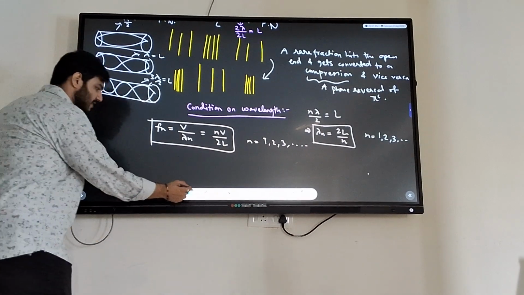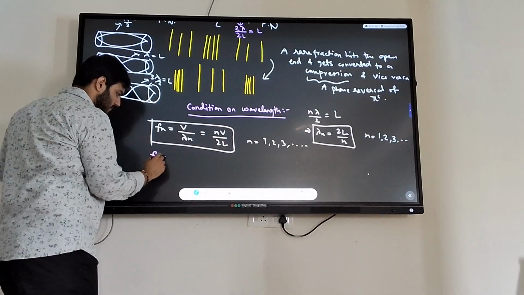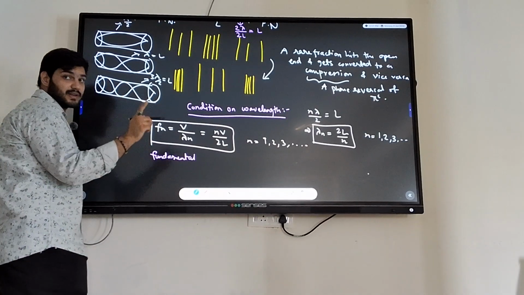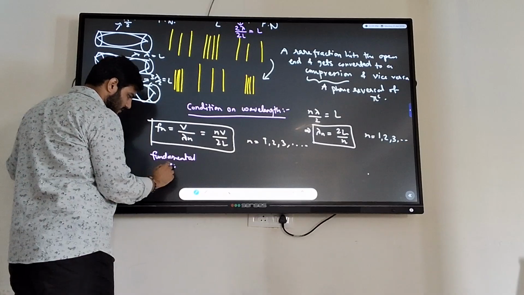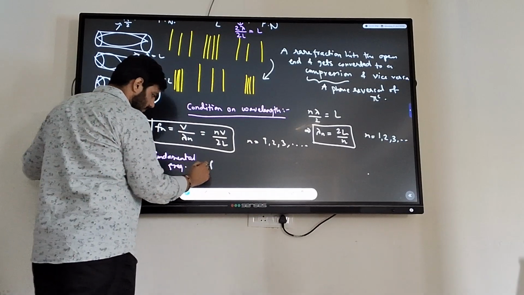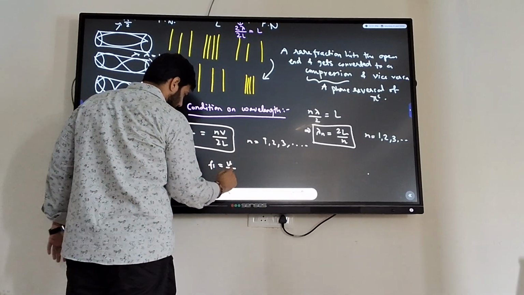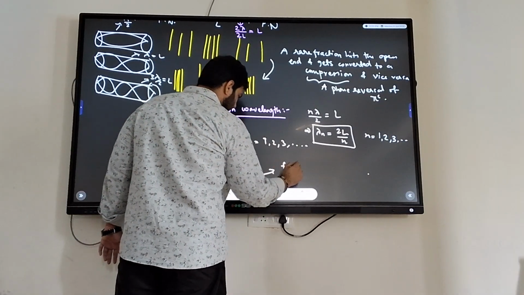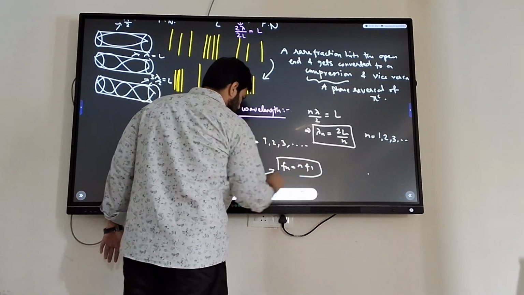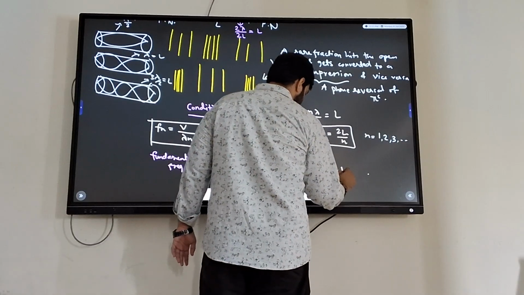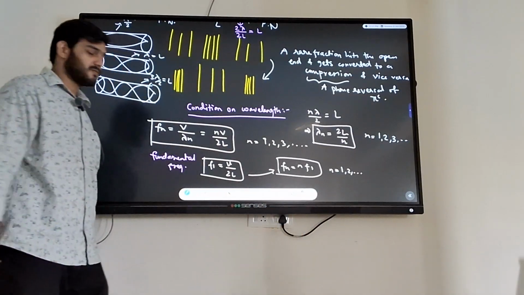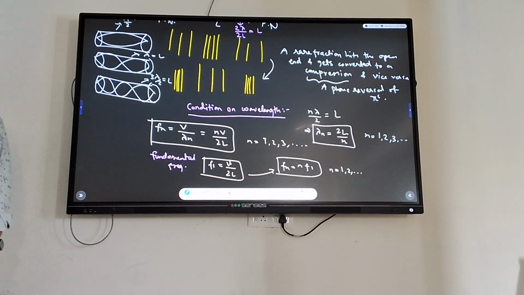What is the fundamental frequency here? V by 2L. Not n equal to 1. V by 2L. That means in general I can write Fn to be nf1 again, where my n again starts from 1, 2, 3. I'm just writing n again and again, but keep that in mind, okay? Otherwise पूरा कचरा हो जाएगा.